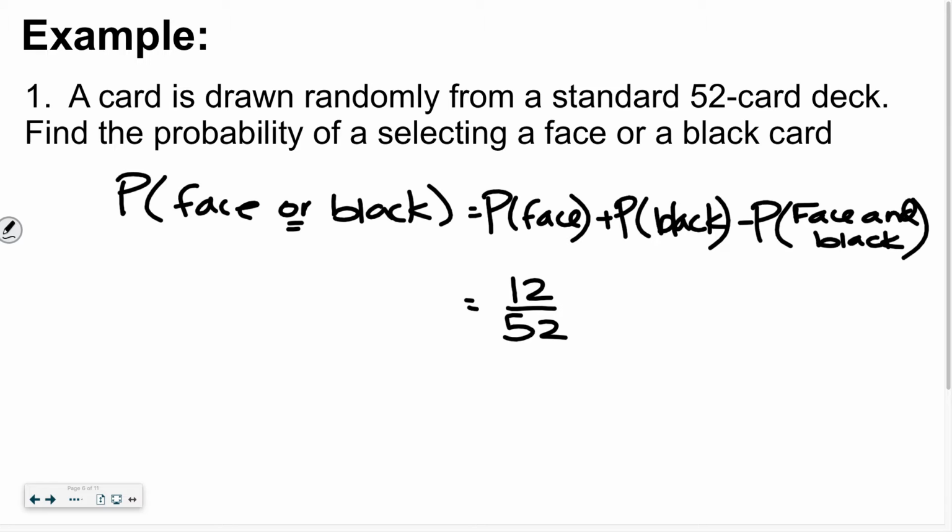Now you might be playing with kitten cards or something like that. Maybe they have faces on emoji cards. Maybe they all have faces on them. Okay, how many cards are black? 26 out of 52. Half of them.